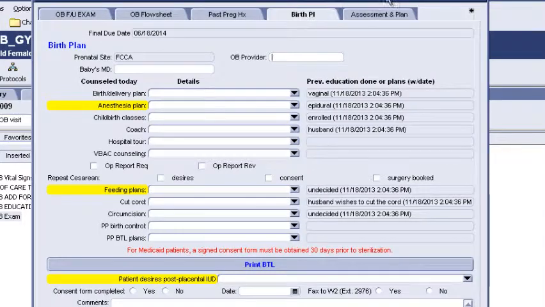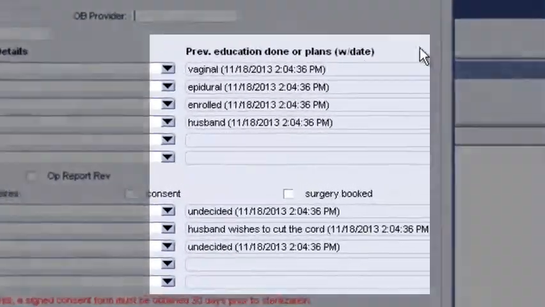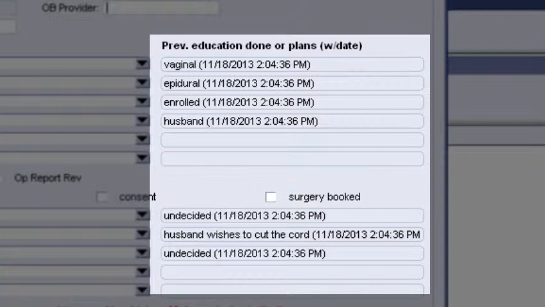Moving on, the next tab is for the birth plan. Again, you don't have to fill this out at every single visit. Often that's done gradually over the course of the pregnancy, but you can see that previously people have entered that this will be a vaginal delivery, and that she's expecting to do an epidural, and that she's enrolled in childbirth classes, and that her husband's going to be her coach, and so on and so forth.